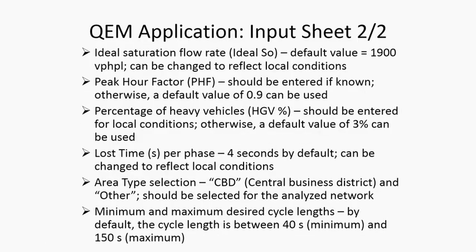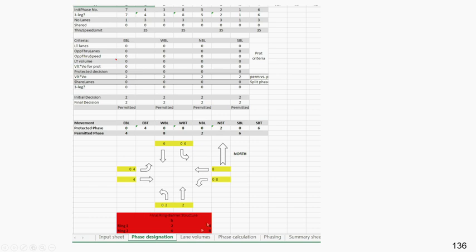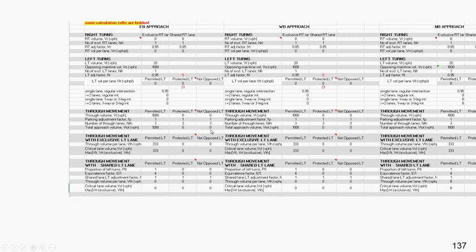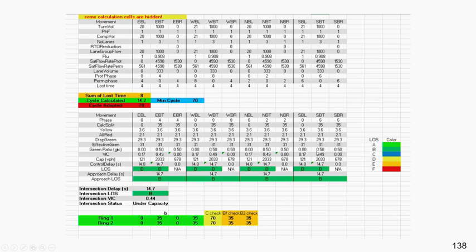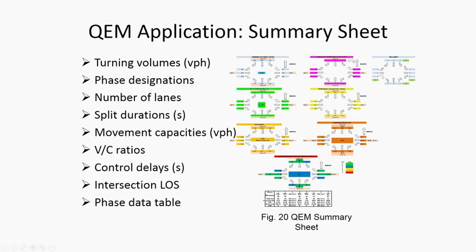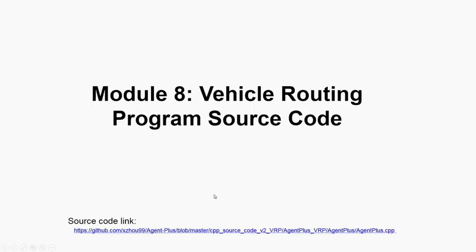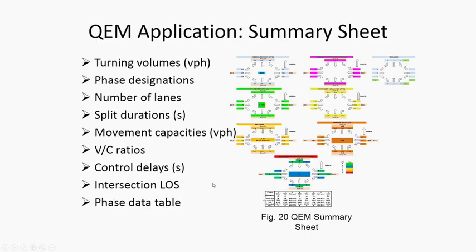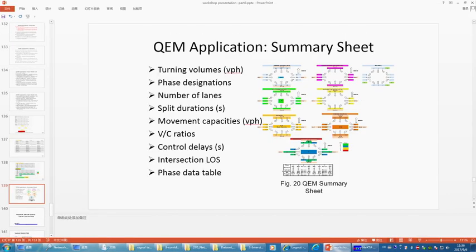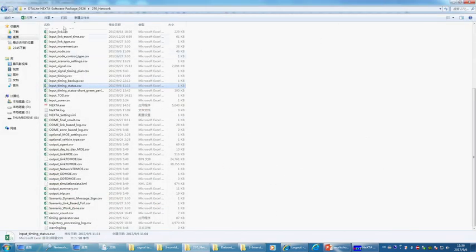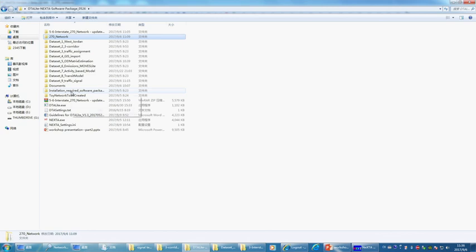So using this QEM application, I provide the slides here. You can create the ring structure, and also you can get the corresponding capacity, a lot of information here, and you can get the total cycle time calculated based on the HCM manual. And in the summary sheet, you can have the turning volume, number of lanes, and the control delay and level of service calculated in the setup. Before I move to the next session, I want to demonstrate this QEM Excel spreadsheet.